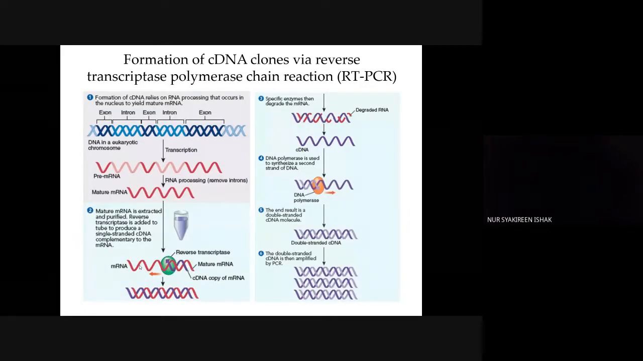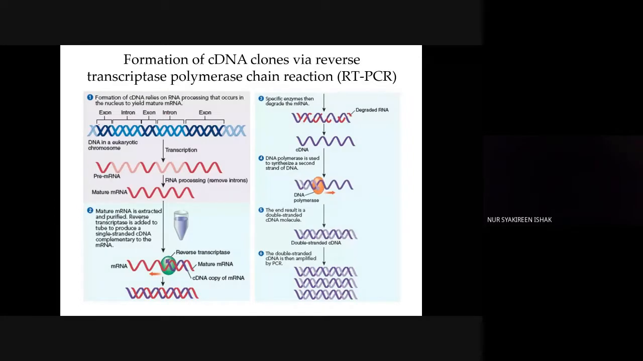Okay, so formation of cDNA clones via reverse transcriptase polymerase chain reaction, RT-PCR. Polymerase chain reaction is a technique to amplify many copies of a gene, of DNA. So number one, formation of cDNA relies on RNA processing that occurs in the nucleus to yield mature mRNA.